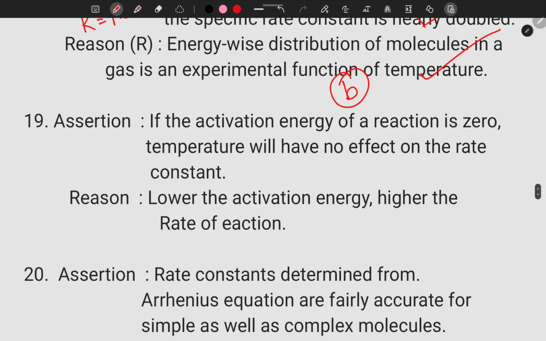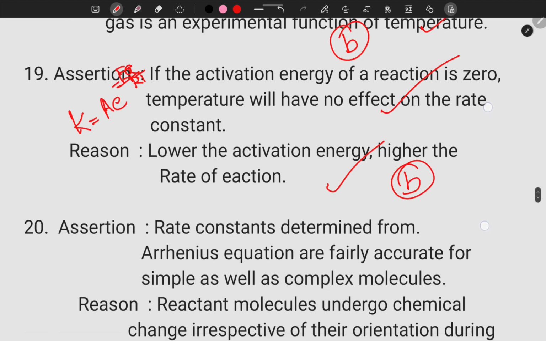The 19th question. If the activation energy of reaction is 0, temperature will not have any effect on the rate constant. That is true according to Arrhenius equation. So we know energy of activation is 0. That term will be 0. So rate constant will not depend upon that term, or it will not depend upon temperature. That's correct statement. Then lower the activation energy, higher the rate of reaction. That's also true statement because we know if activation energy is less, more molecules can take part in chemical reaction. But reason is not the correct explanation of assertion. So our option is B.